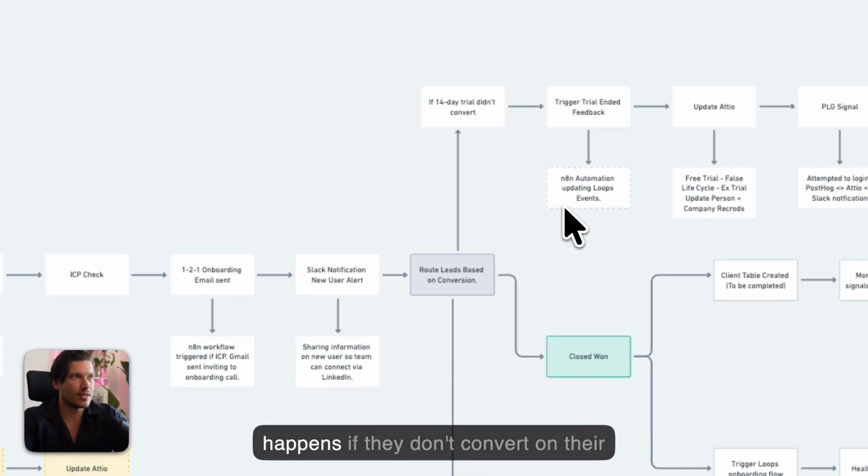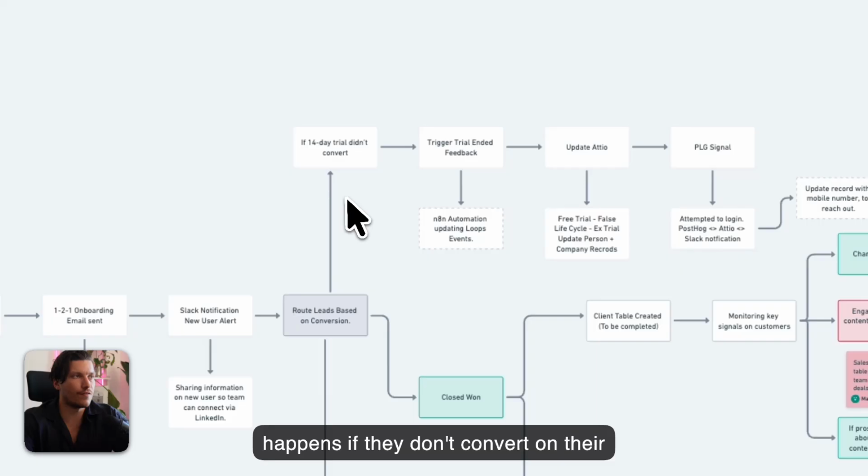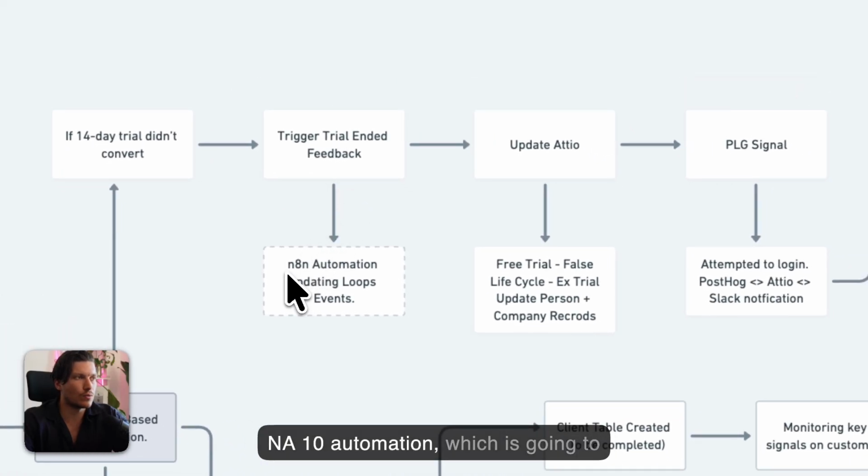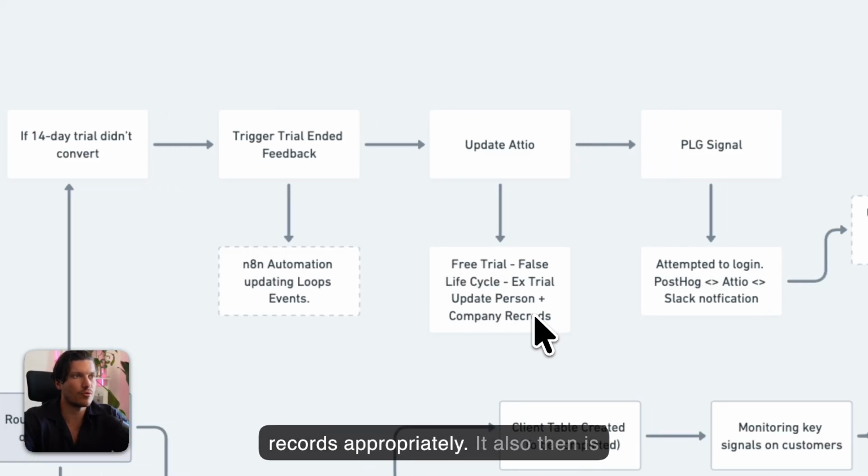So what happens if they don't convert on their 14-day trial? Well, this triggers a new n8n automation, which is going to fire a custom event into Loops, which is our marketing automation email system that we use. It updates Attio from free trial. It basically says the free trial field that I have is false, and the life cycle goes to X trial, and it updates the person and company records appropriately.